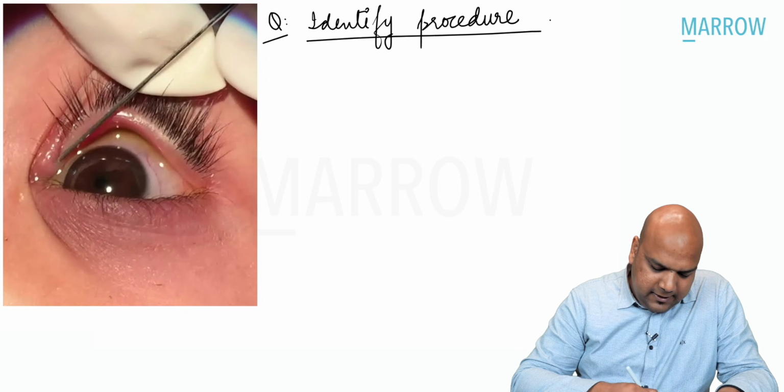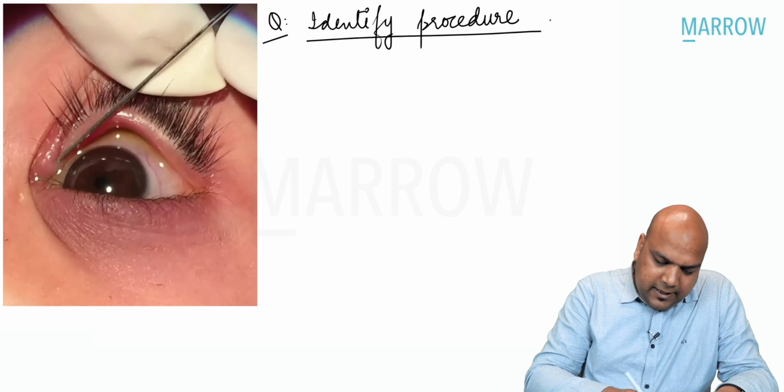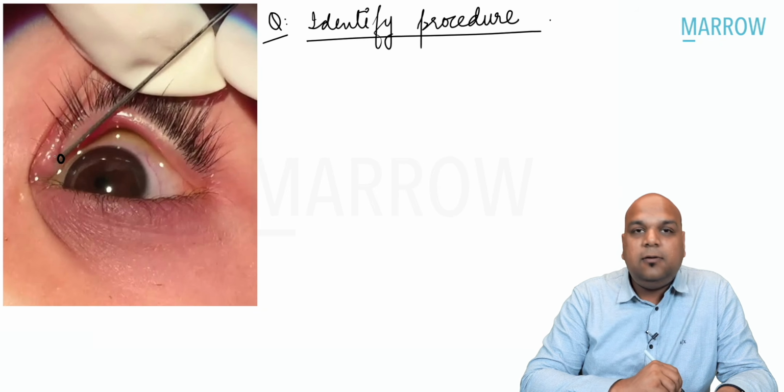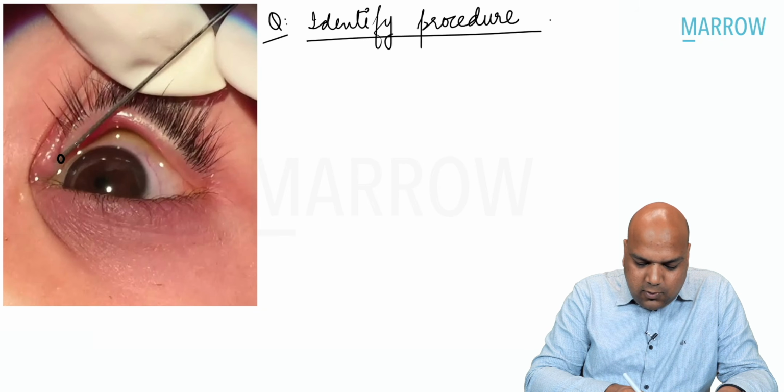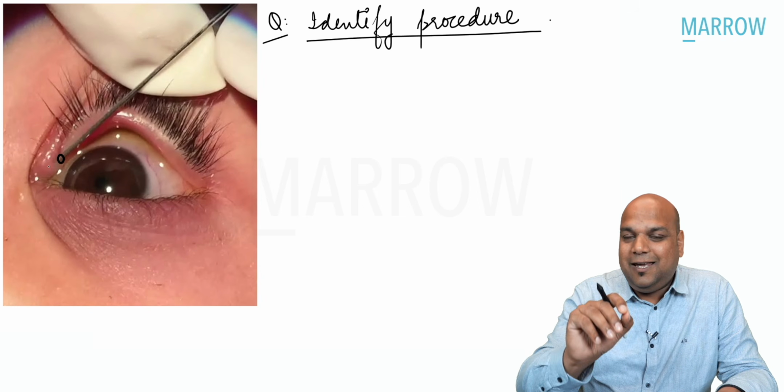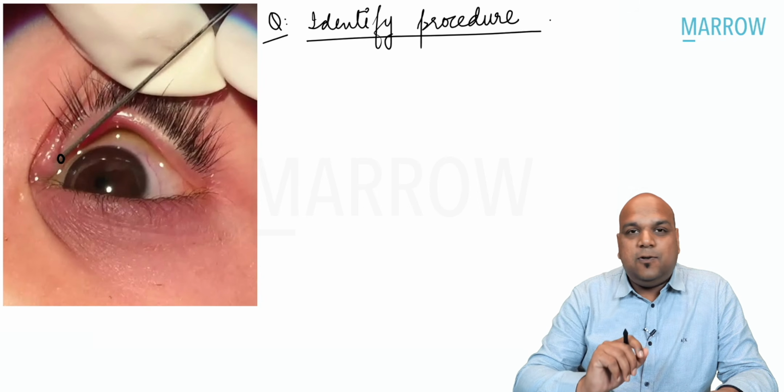This is the upper eyelid. In the upper eyelid, there is a small hole. Through that small hole, what is being done? A kind of a needle is being put into the canaliculi. Yes. So what are we talking about?